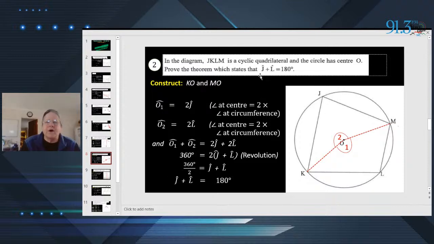Right, so we've done what they asked for. We've proven that J plus L equals 180. So this one is not difficult, but again, there's some learning to do because you need to know to set this up. And you need to know that O1 goes with J and O2 goes with L. Don't swap them around because you will lose marks.